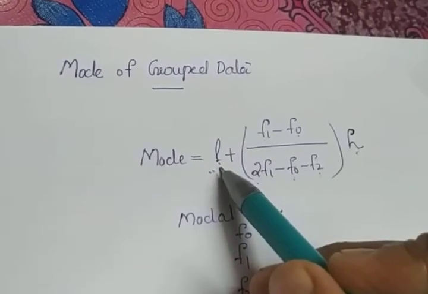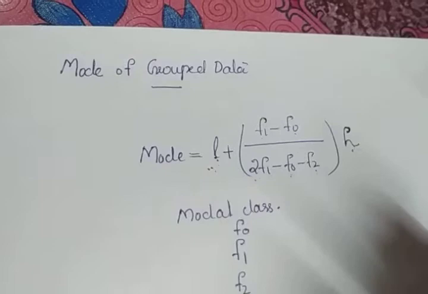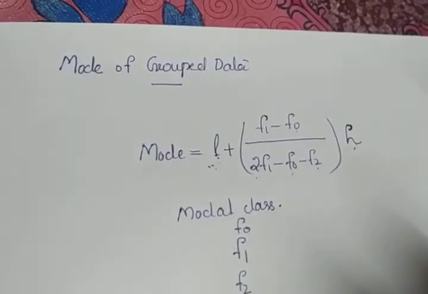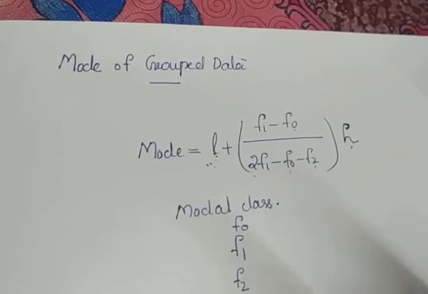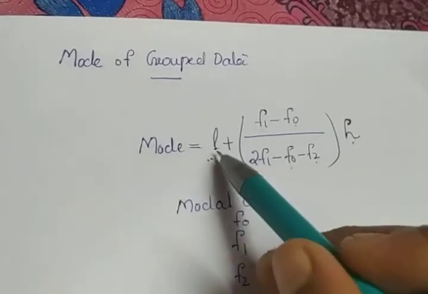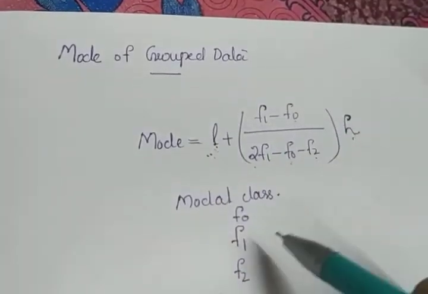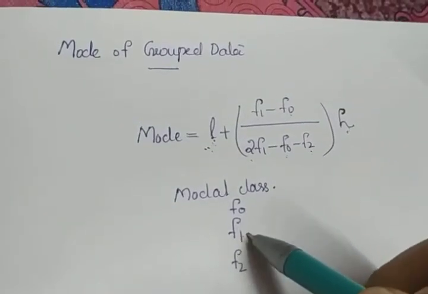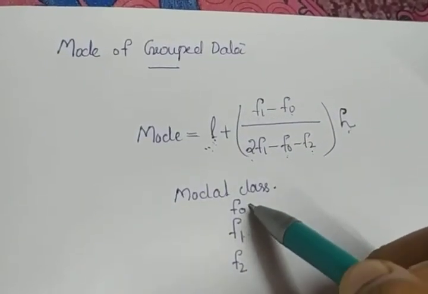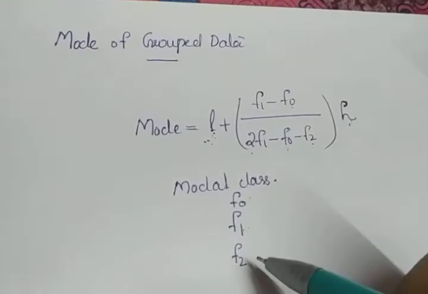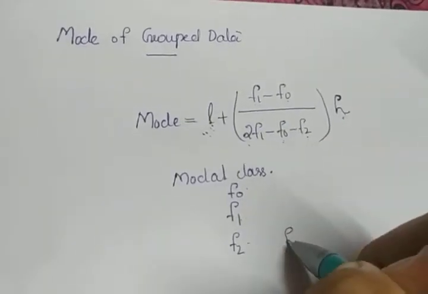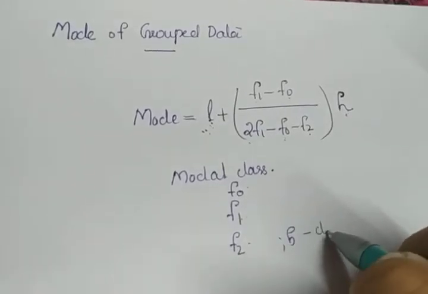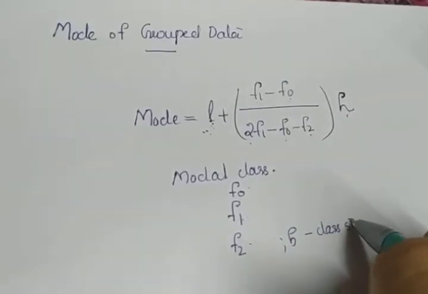Here L is the lower limit of the modal class. The modal class we will select by choosing the class with the maximum frequency. The highest frequency class interval represents the modal class. Its lower limit will be L, and its frequency will be F1. The frequency of the class above the modal class will be F0, and the frequency of the class below the modal class will be F2, and H is the class size or class width.